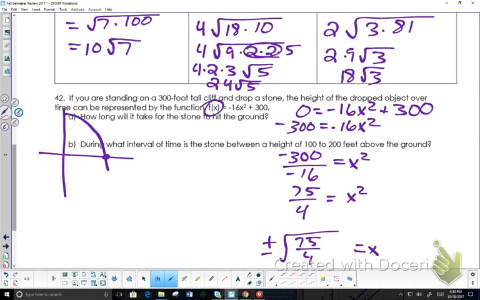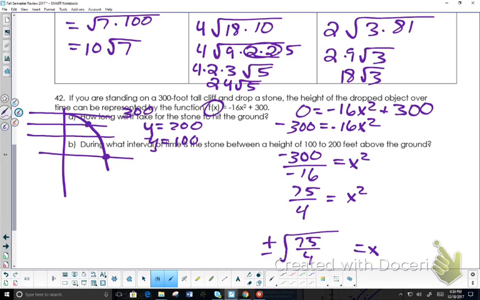During what interval of time is the stone between a height of 100 and 200 feet above the ground? Well, we know that this height right here is 300. So what you're interested in doing is you're interested in graphing a line, y equals 200, and y equals 100.